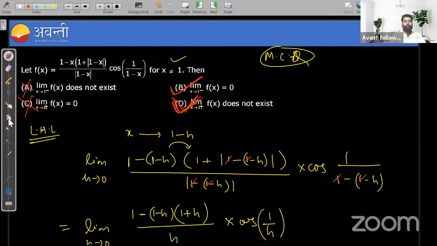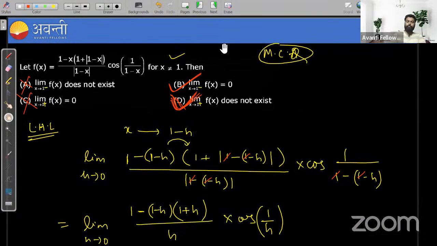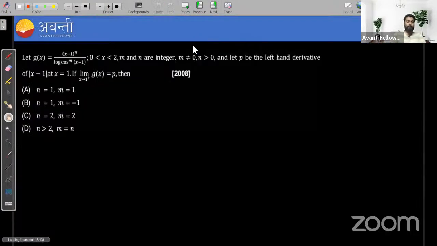Okay. This is also a 2022 question, you can check. Right? If you have any doubt, you can ask also. Okay, let's move to the next question. Wow, very big question. Chalo, okay.